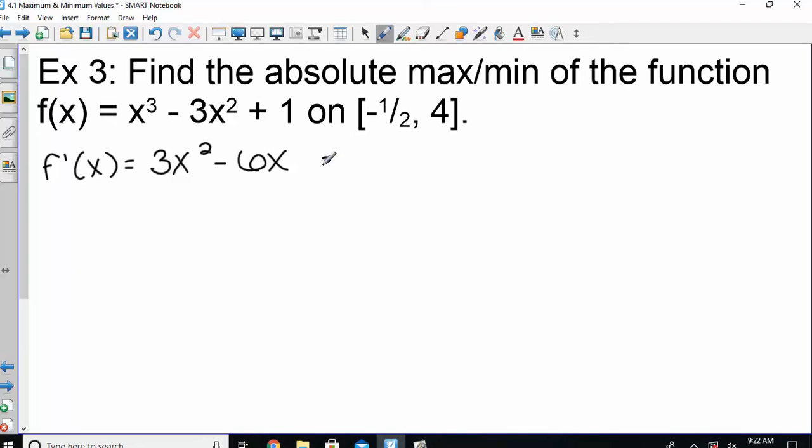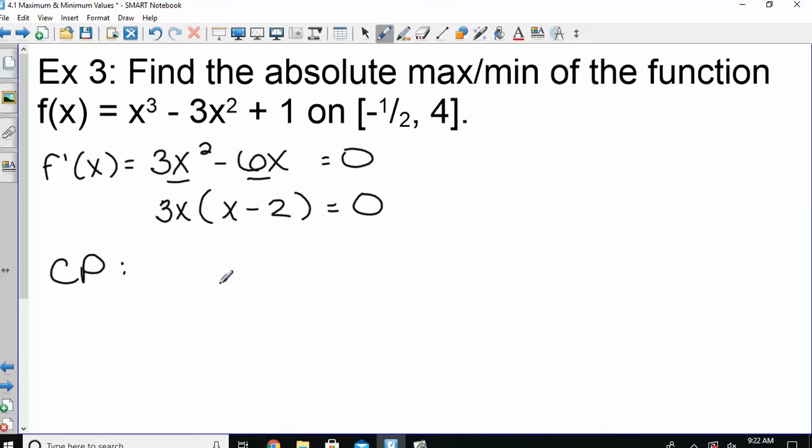So I just need to know what makes this equal 0. What could I pull out of here? Take out 3x. That leaves us with x minus 2. So the critical points. What are the numbers that make this equal 0? 0 and 2. Okay. So we found our critical points.